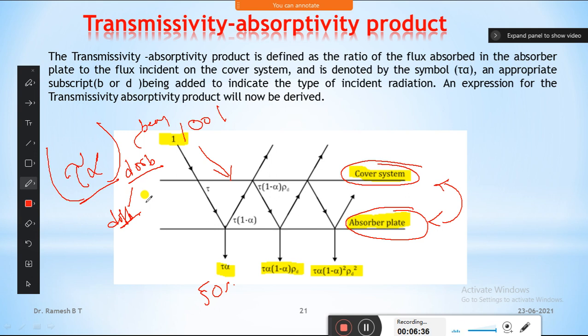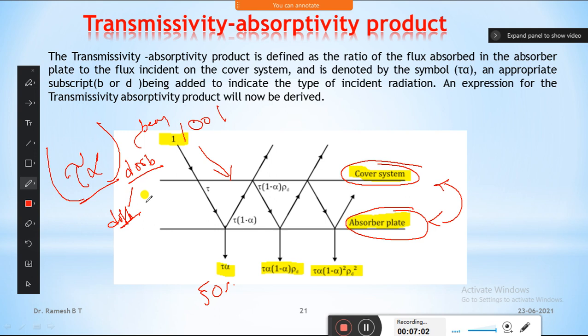And an expression of this transmittivity-absorptivity product, in this we are going to discuss the equation for this absorptivity and transmittivity product. So out of the fraction, I told the tau, the tau is transmitted through the cover system. First the radiation will transmit through that cover system and it becomes tau.